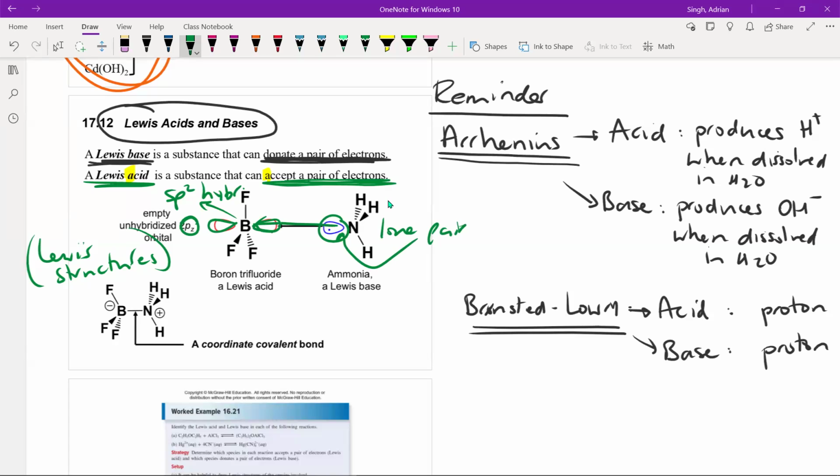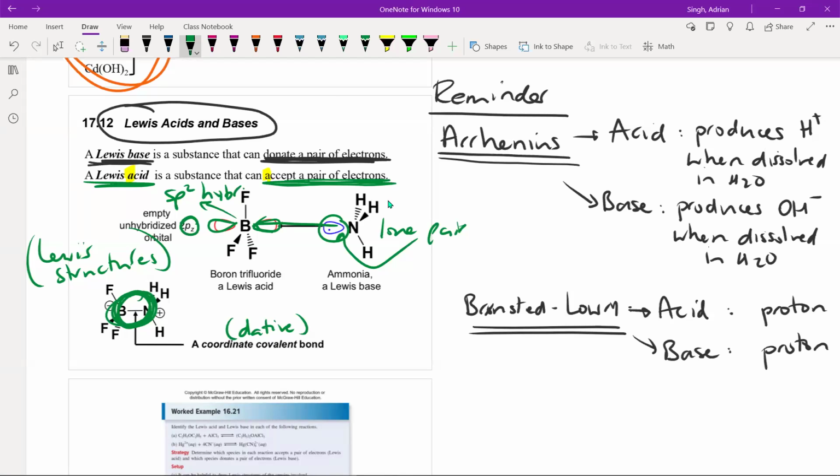By doing that, it forms a brand new bond between the N and the B. That type of bond is called a coordinate covalent bond. Sometimes it's called a dative bond. You don't see that term very often, but it has been used. That results from an atom donating a pair of electrons and another atom accepting a pair of electrons. So when you see that donating and accepting of pairs of electrons, that means we have an acid-base reaction occurring, and that's an example of a Lewis acid-base reaction.